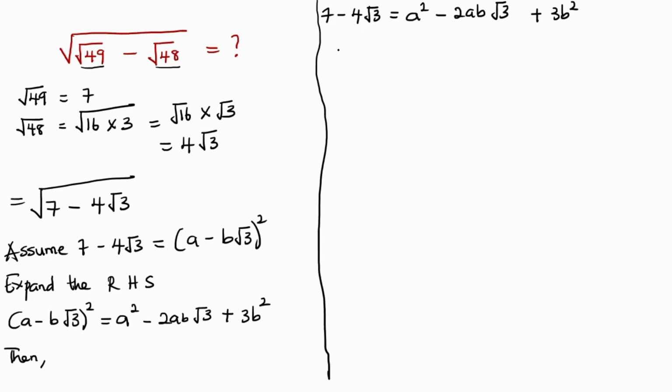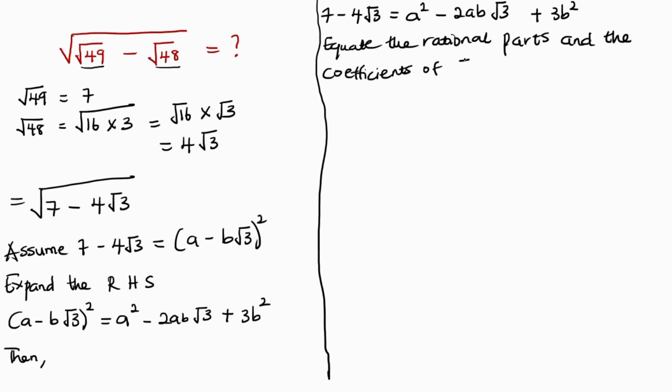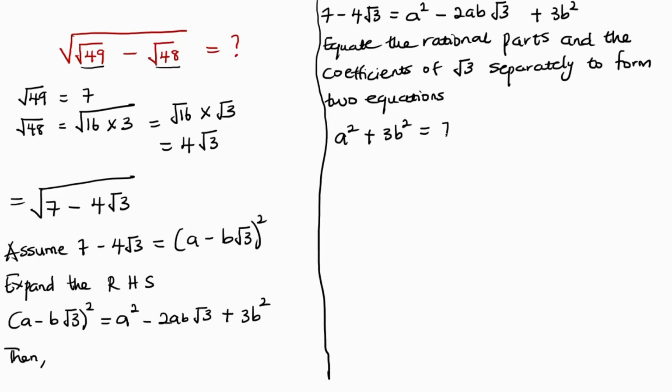Now equate the rational part and the coefficients of root 3 separately to form two equations. So we want to simply equate the rational parts and the coefficients of root 3 separately. We want to do that separately to form two equations. So this is what we want to do. So let's simply equate the rational part. We have a squared plus 3b squared from the right hand side is equal to 7.